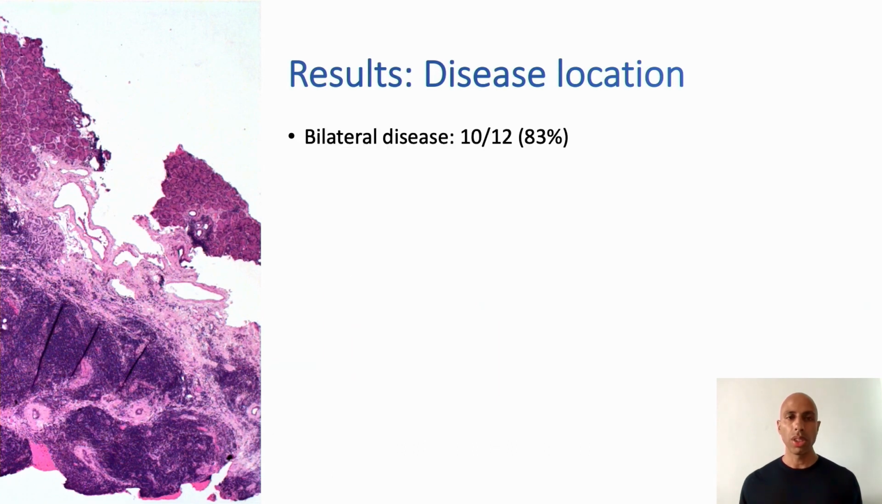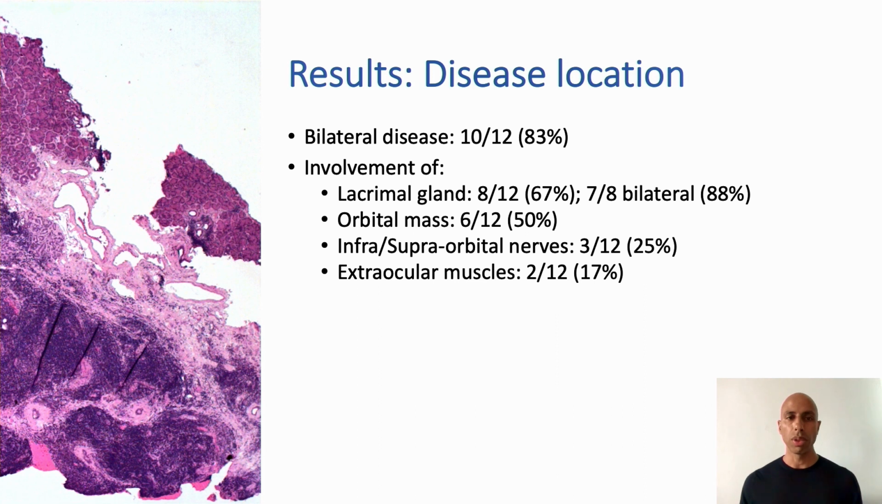So in terms of location, 10 out of the 12 had bilateral disease, and the lacrimal gland was the most frequently involved in 8 out of those 12. And of those who had lacrimal gland involvement, 7 out of 8 were bilaterally involved.